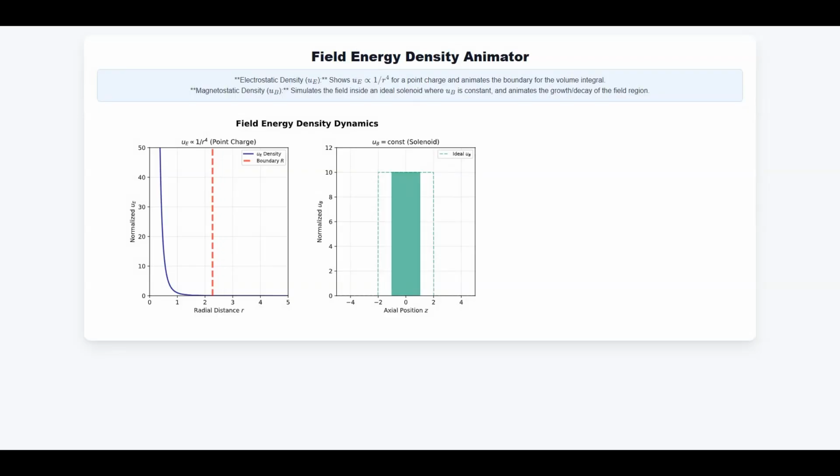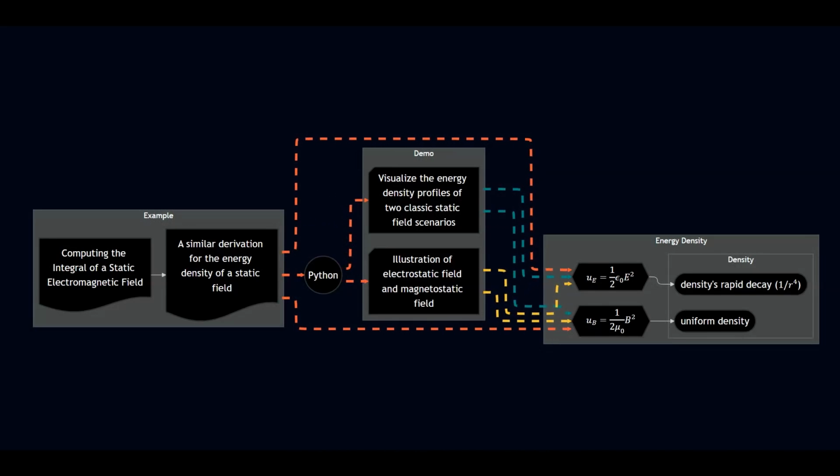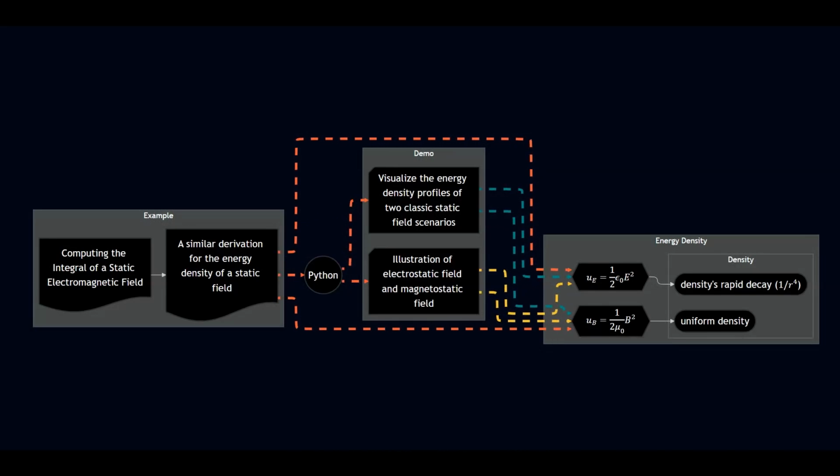The infinite boundary. To calculate the total energy in the entire universe, we imagine our bubble growing larger and larger, expanding toward infinity. The reason we can calculate a finite total energy is due to a race between the growing surface area of our bubble and the weakening strength of the fields.